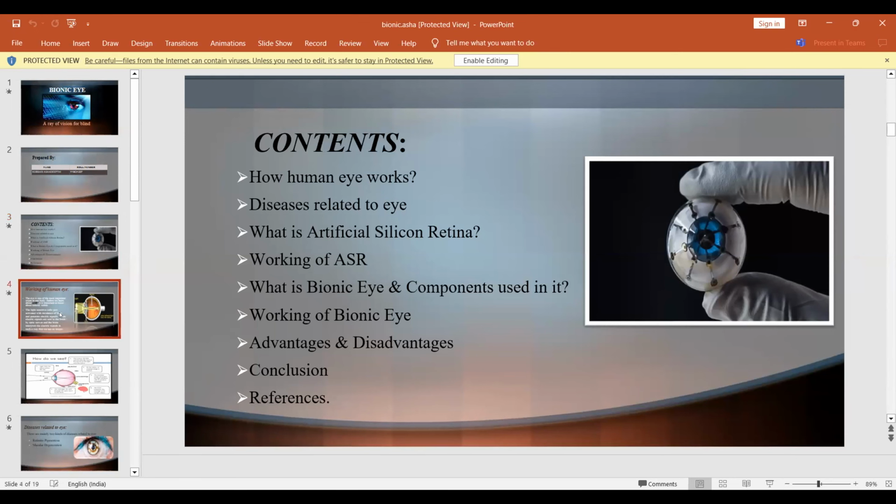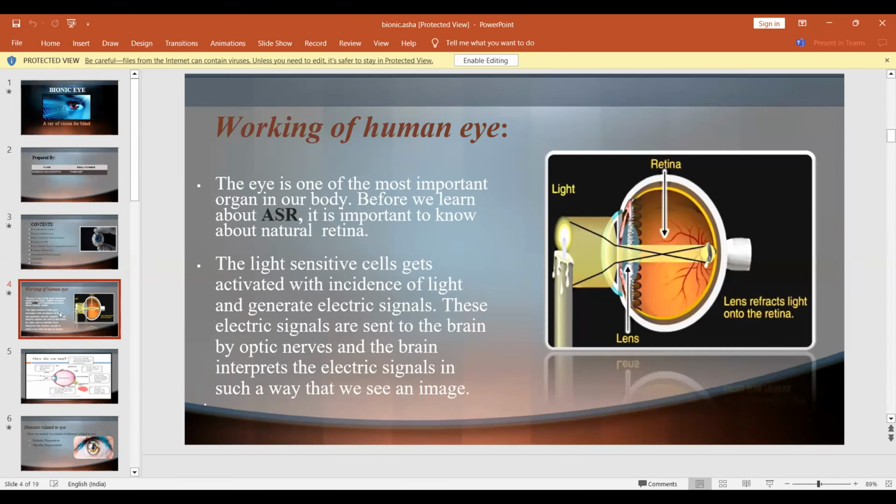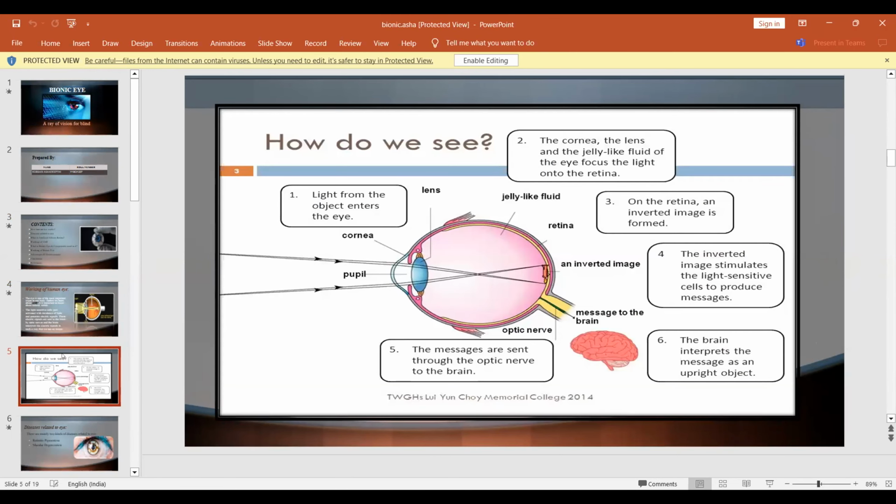And this is the working principle of the human eye. The light will be transferred through the lens. With the help of the lens, the image falls on the retina. That retina sends the information to the brain. This is the step-by-step way in which our eye works.